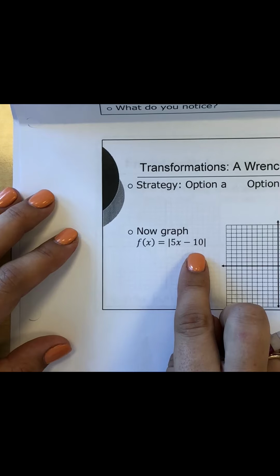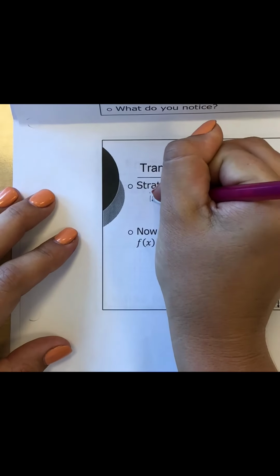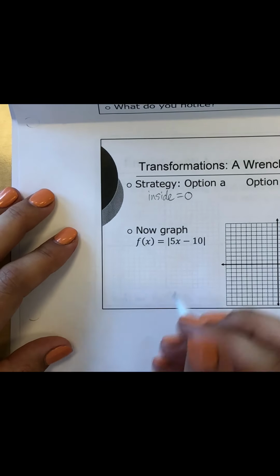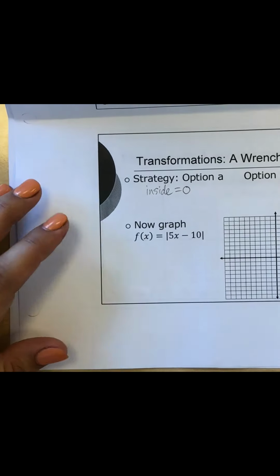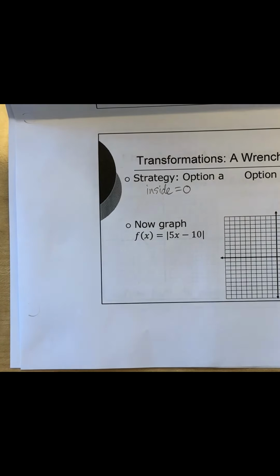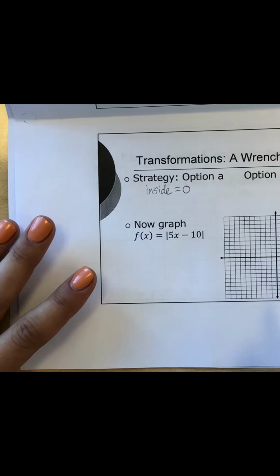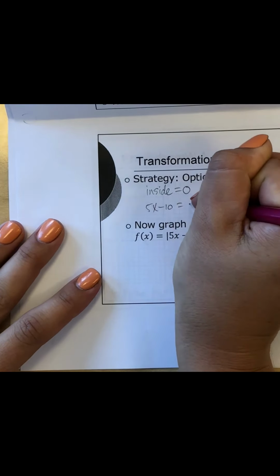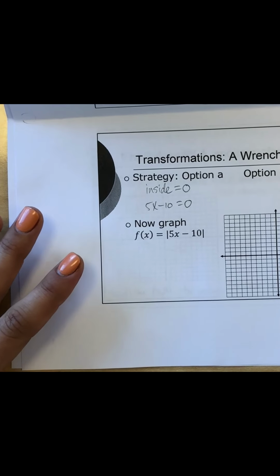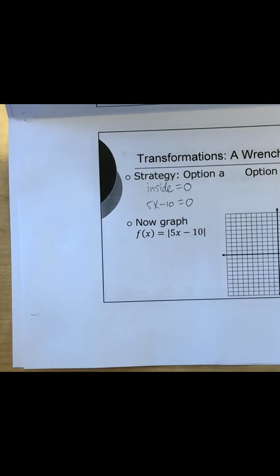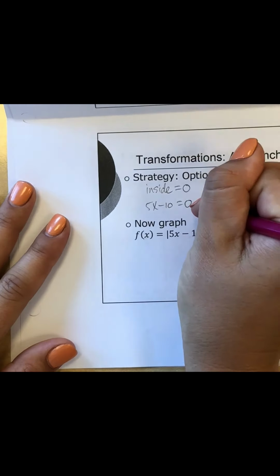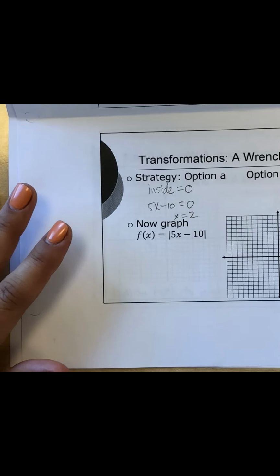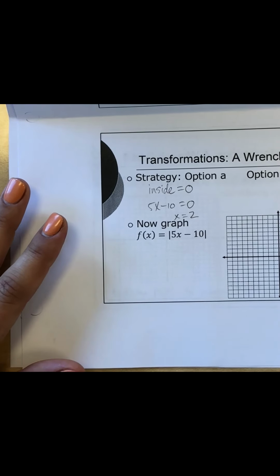Instead of right 10, here's my strategy. I'm going to set the inside equal to 0 because my key point for an absolute value, luckily, so far, every key point for every parent function I know has an output of 0. So I want to figure out what makes my output 0. Okay, so that is my strategy. So add 10 to both sides, divide by 5, 2. So my vertex is in fact at (2, 0), not (10, 0).